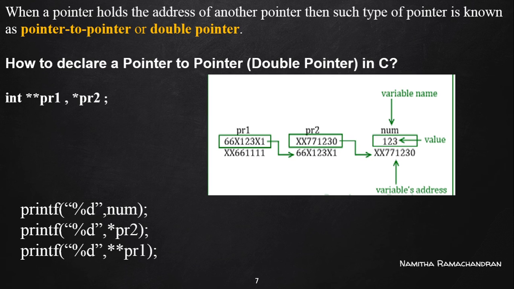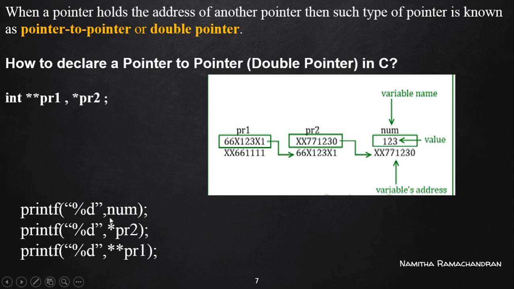How can we differentiate a double pointer from normal pointers? For declaring a double pointer, we use double asterisk symbols like this. PR1 and PR2 are both integer pointers. This is a normal pointer and this is a double pointer. The double pointer can store the address of another pointer.